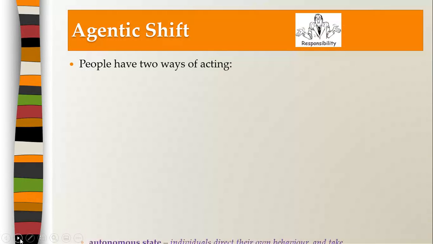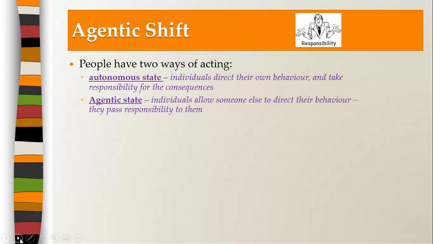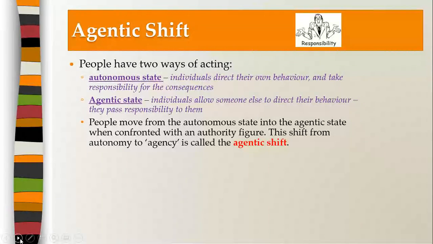An agentic shift. So in everyday life, people have two ways of acting. They can either act in an autonomous state, where they are responsible for their own behavior, or they can act in an agentic state, where they allow someone else to direct their behavior. If you are in an autonomous state, you feel responsible for your own actions. If you are in an agentic state, you feel that someone else is responsible for your actions. You are just acting on behalf of them. People move from an autonomous state into an agentic state when they're confronted with an authority figure and they are obeying that authority figure. This change is called an agentic shift. So when you change from autonomous to agentic, that movement is called an agentic shift.